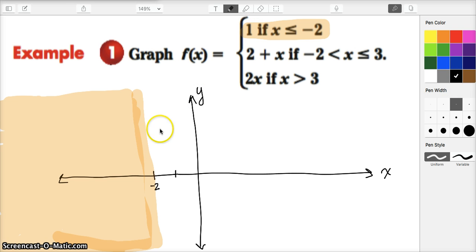Is that making sense, guys? So here's 1 on my y-axis, and then y equals 1. I'm going to put a dot here because that is true when x is less than or equal to negative 2. So I'm going to do that. Let's put a 1 here. I'm trying to make this look neat, guys.